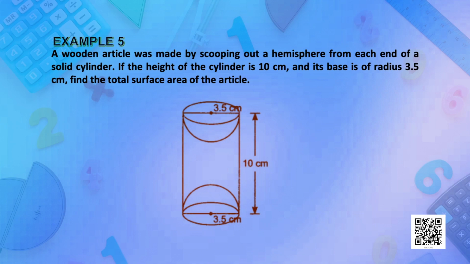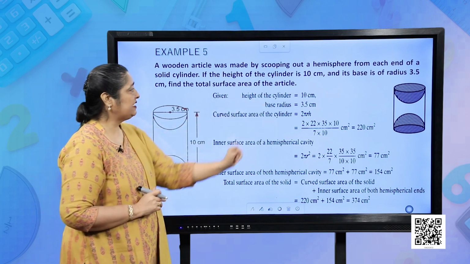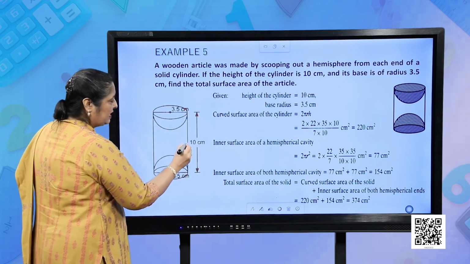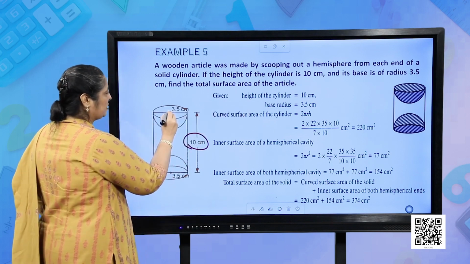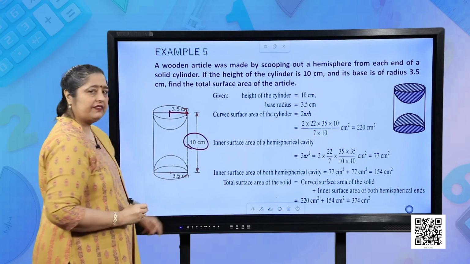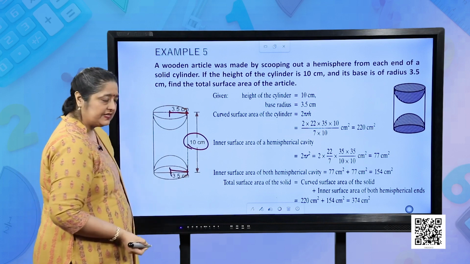Example number 5. A wooden article was made by scooping out a hemisphere from each end of a solid cylinder. If the height of the cylinder is 10 centimeter and its base is of the radius 3.5 centimeter, find the total surface area of the article. This is the article. Now, height of the cylinder is 10 centimeter. This is 10 centimeter and base radius is given as 3.5 centimeter. Both the radius are 3.5 centimeter.